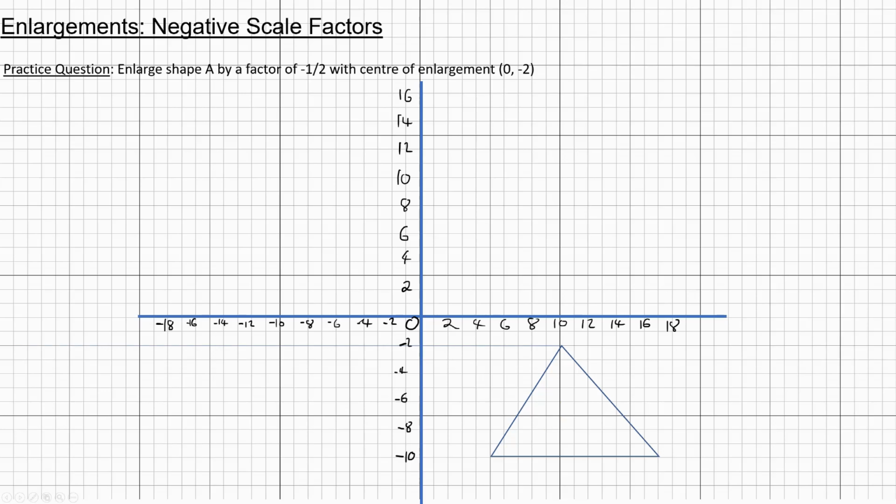Here's the answer. Your shape should end up here. So the coordinates of the corner here should be -5, 1.